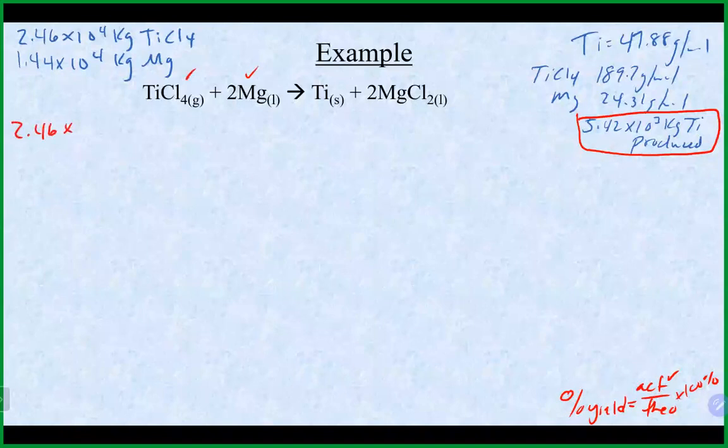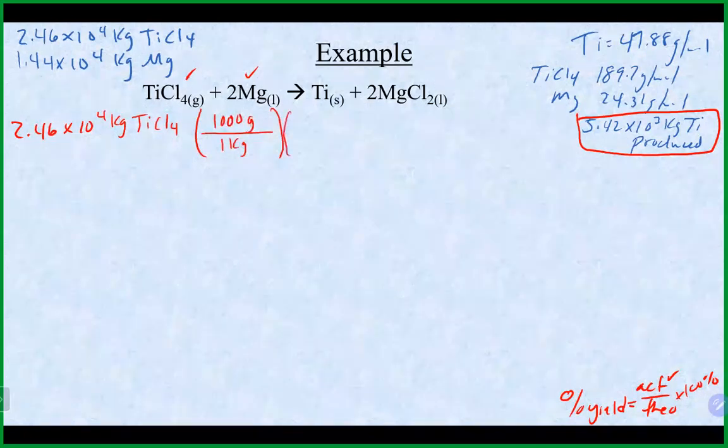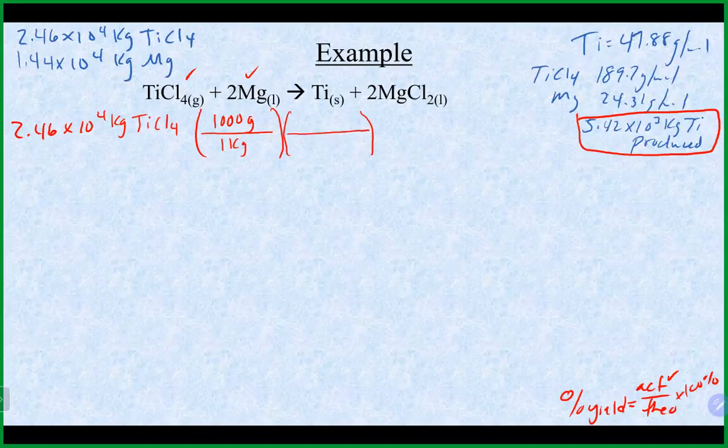So 2.46 times 10 to the 4 kilograms of TiCl4. There is, once again, in a kilogram, 1,000 grams. Now that I have it in grams, I can use the molar mass from the periodic table, which in this case is 189.7 grams per mole. So I'm just adding this sort of extra step to get me to grams so that I could then get to moles, making sure you use your exponent button. We're going to end up here with a number.